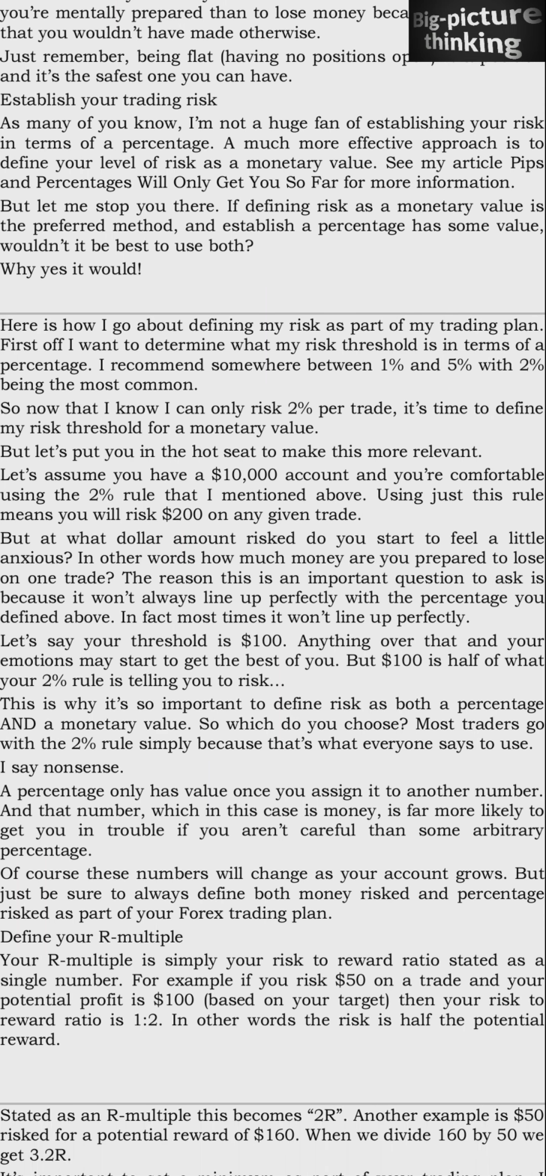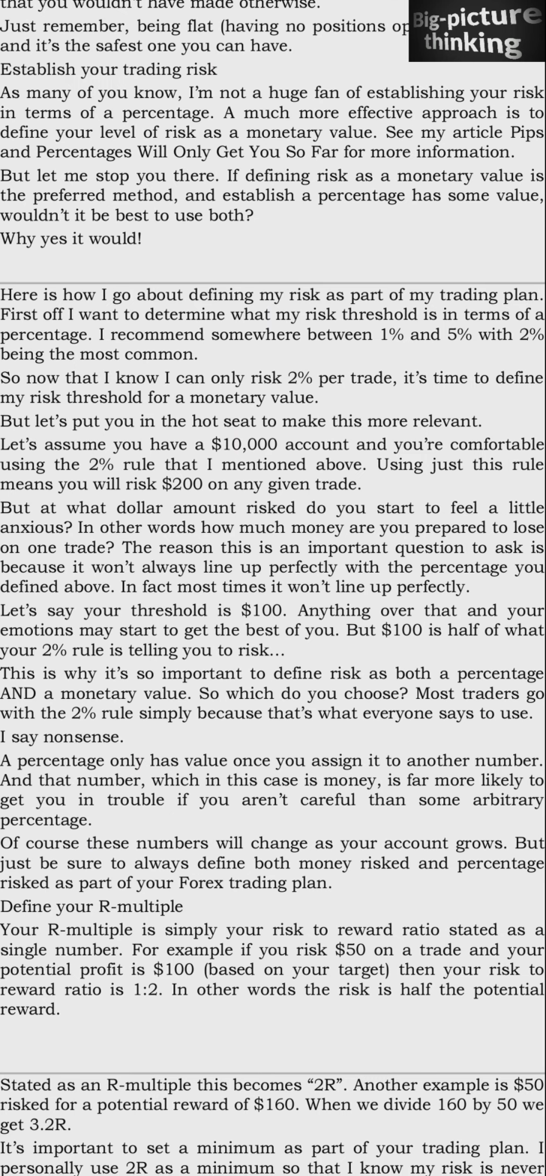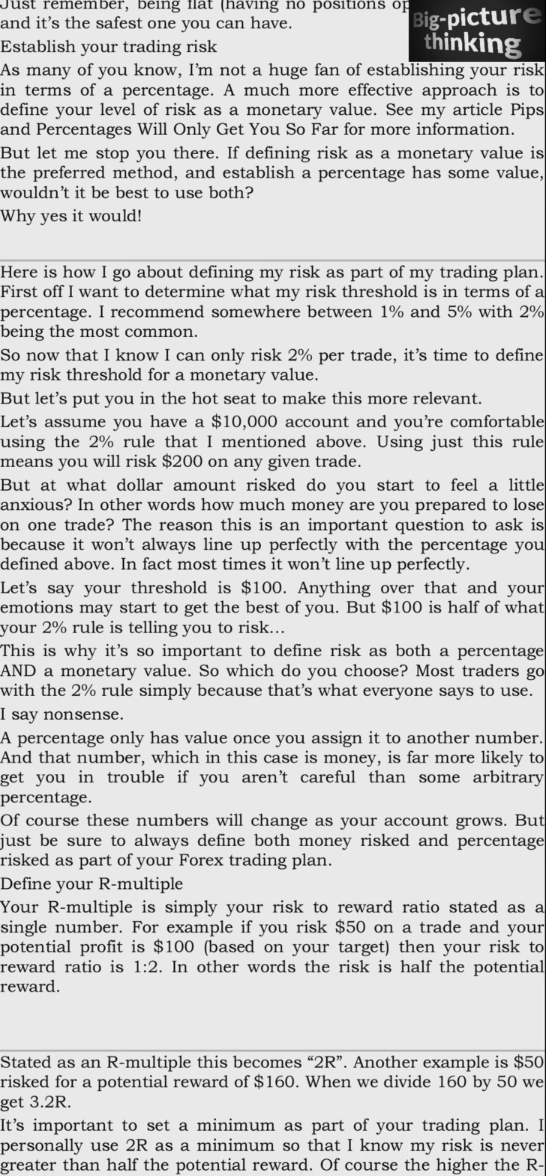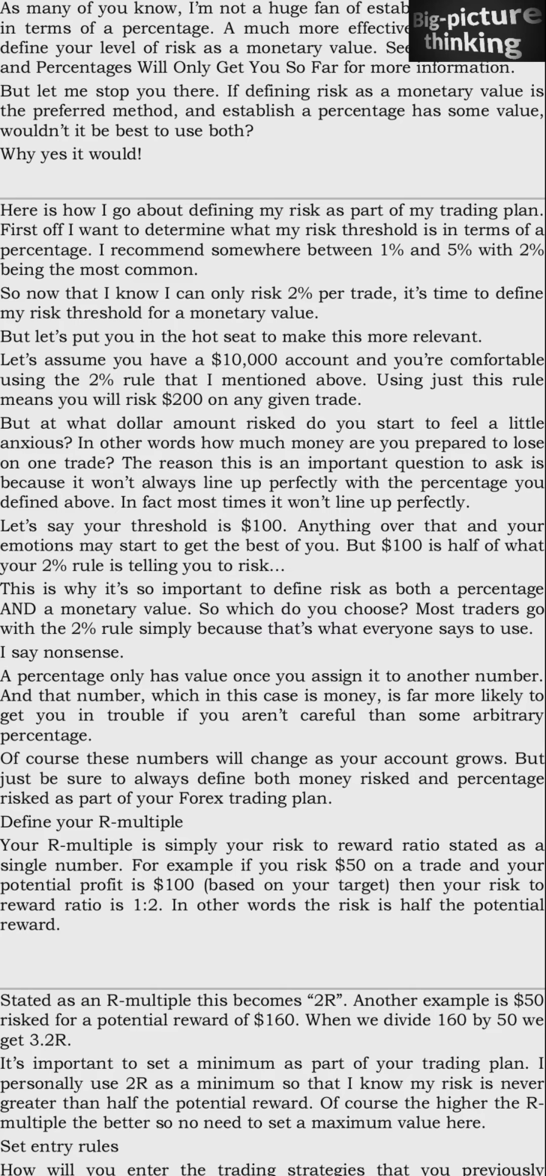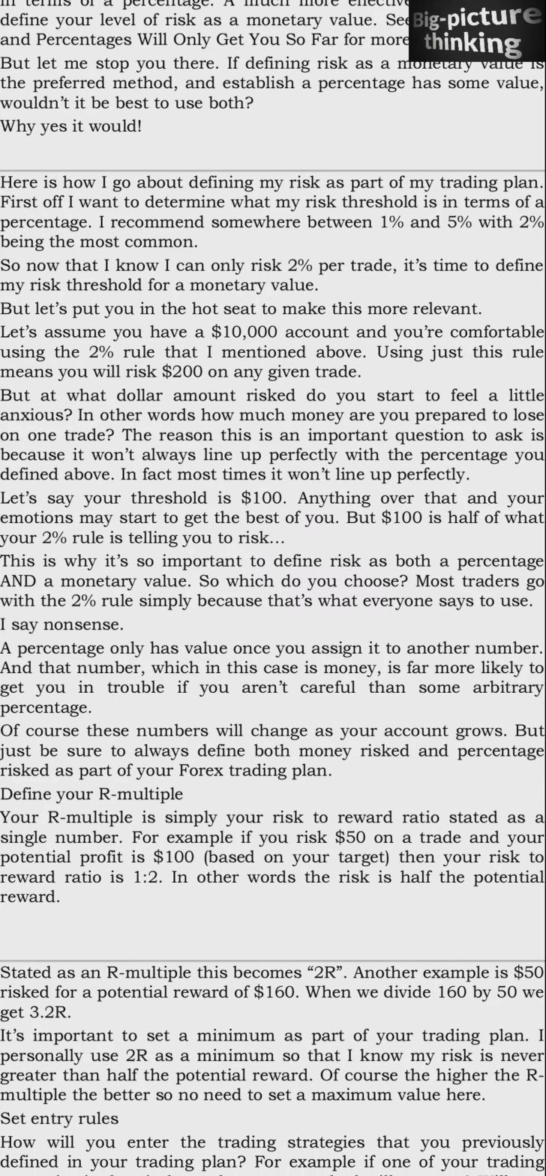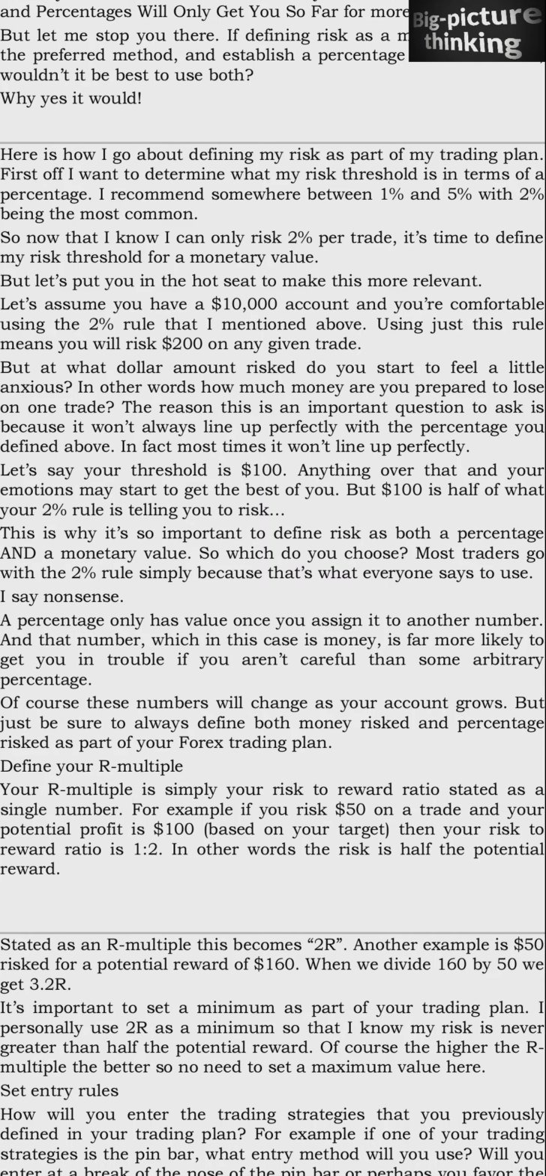So now that I know I can only risk 2% per trade, it's time to define my risk threshold as a monetary value. But let's put you in the hot seat to make this more relevant. Let's assume you have a $10,000 account and you're comfortable using the 2% rule that I mentioned above. Using just this rule means you will risk $200 on any given trade. But at what dollar amount risk do you start to feel a little anxious? In other words, how much money are you prepared to lose in one trade?